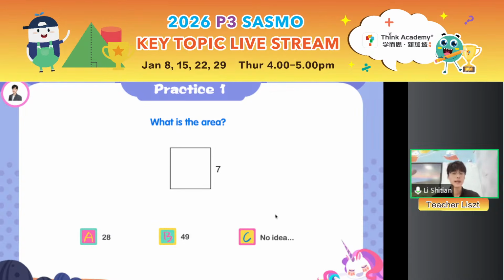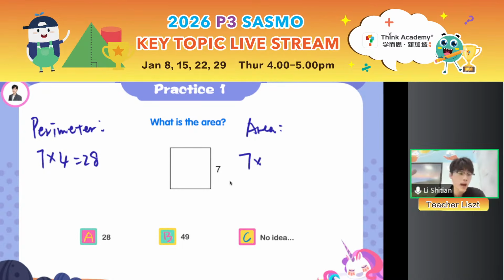Okay, so here's the practice. What is the area of the square here? Who can tell me? I need to choose option A, option B, or probably option C. What is the answer? Let's see. For the area, can I use the 7 times 4, which is equal to 28? No, right? Because this 28 is the perimeter, guys. So don't be messy. If we want to find out the perimeter, we need to use the 7 times 4. But if I want to find out the area, I need to use the 7 times 7, right? So the answer is equal to 49. So I need to choose option B, right?